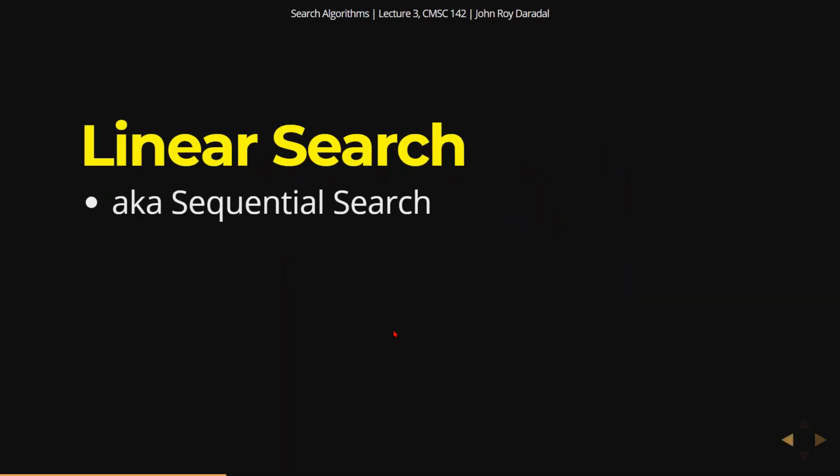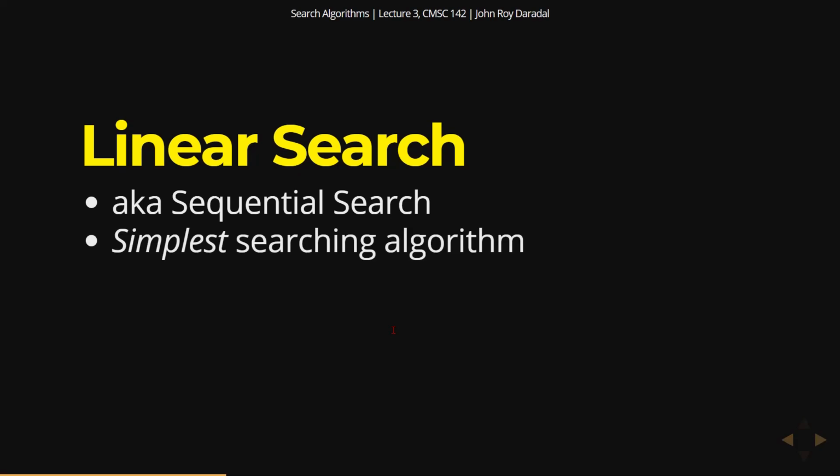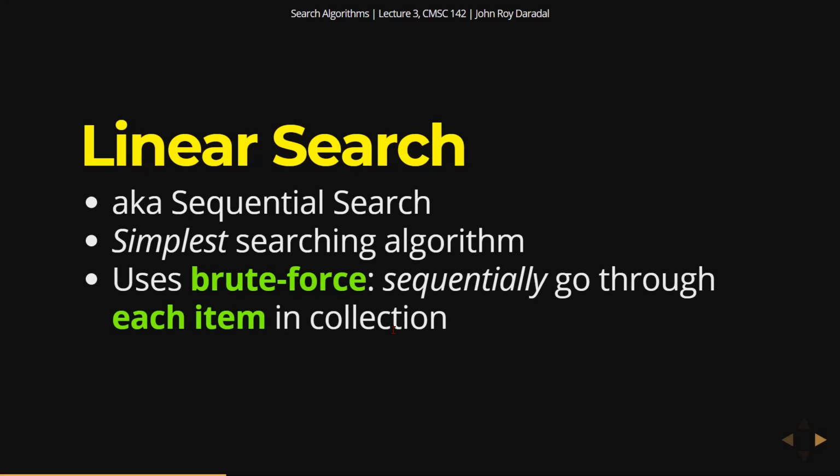Okay, so let's now go through 4 basic search algorithms, starting with the easiest one, which is linear search, also known as sequential search. So, linear search is the simplest searching algorithm, and it uses the brute force method. So you just have to sequentially go through each item in the collection. So, just check it one by one. That's why it's linear, right? So, is this item what you're looking for? No. Go to the next one. Is this it? No. Is this it? No. Is this it? No. And so on. Until you find it, or until you've reached the end of the collection.